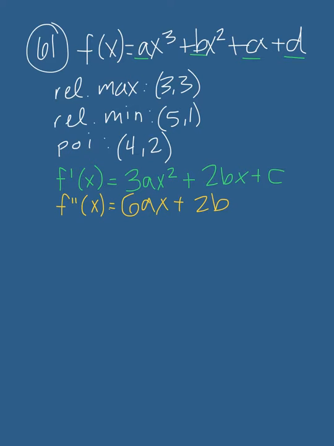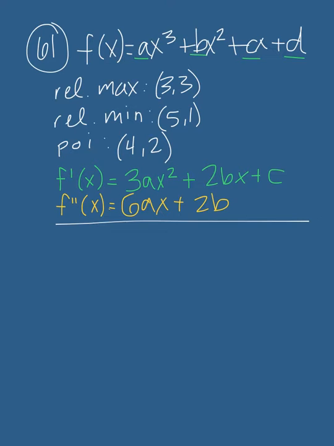I know a couple of things. So again, this is going to be a really intense systems of equations problem because we're finding 4 different unknowns, which essentially means we need 4 different equations. One of the things that I know is these actual points. So if I plug in 3, for example, I should get 3.